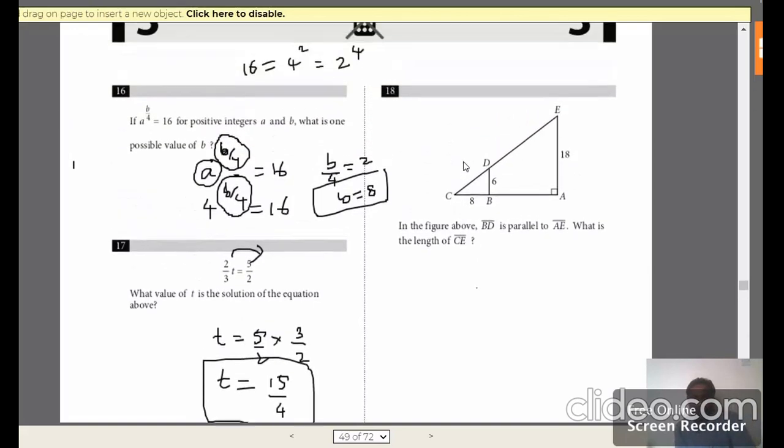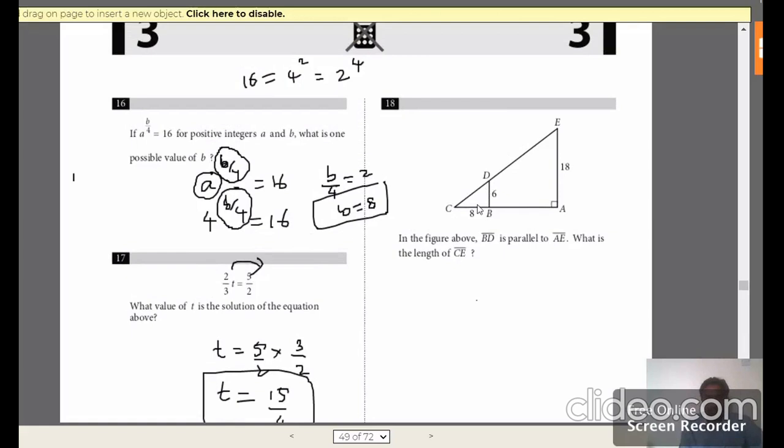Moving on to the next set of questions, we have the 18th. A similar triangle sort of figure is given because BD is parallel to AE. So what is the length of C to E? This entire length we have to work out, and we know this is nothing but a right angle.